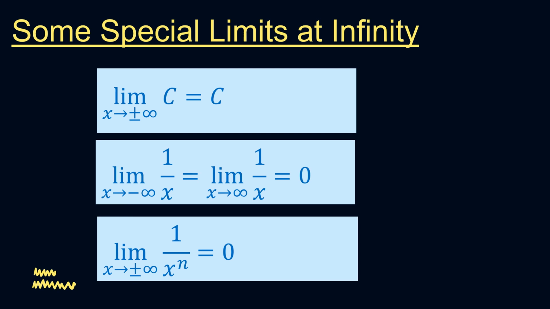So this number, the number that you're obtaining when x increases or decreases, is going to be 0.